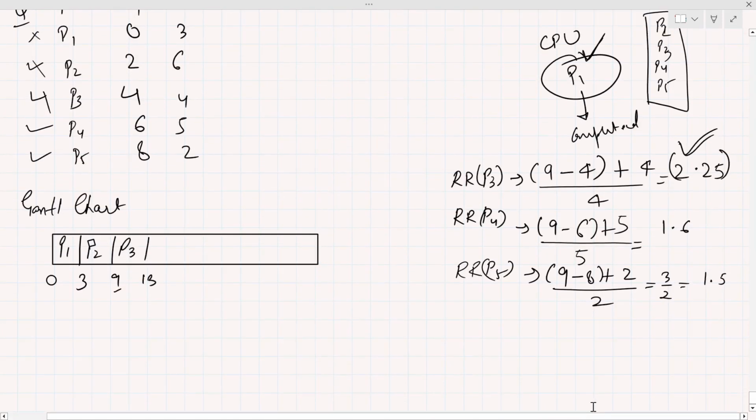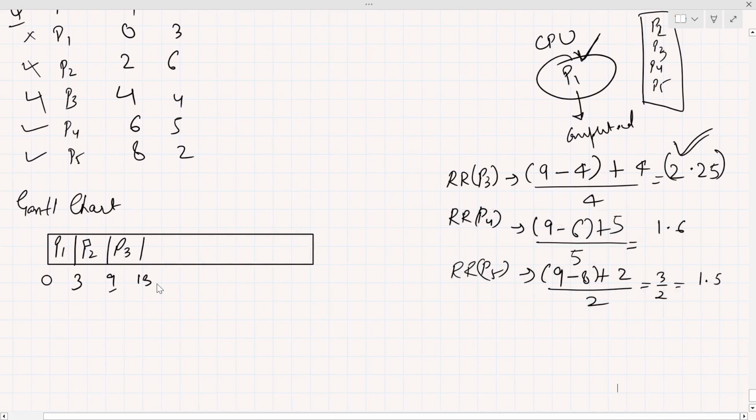Now what we have to do is, we are not going to see these things now, because the completion time of the previous process has changed. Now the completion time is 13, not 9. So we have to calculate the response ratio for these two processes as well.